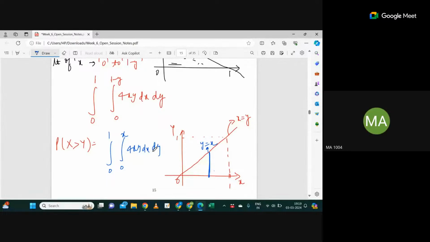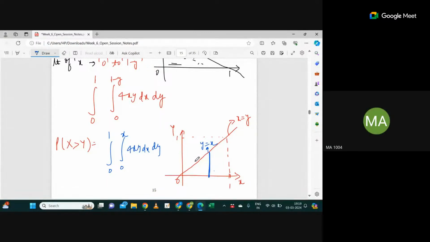Okay, let me give you another idea for the similar case. This case was for probability x greater than y. And the other, had it been x less than y? Then for the above triangle, what should be the limits?